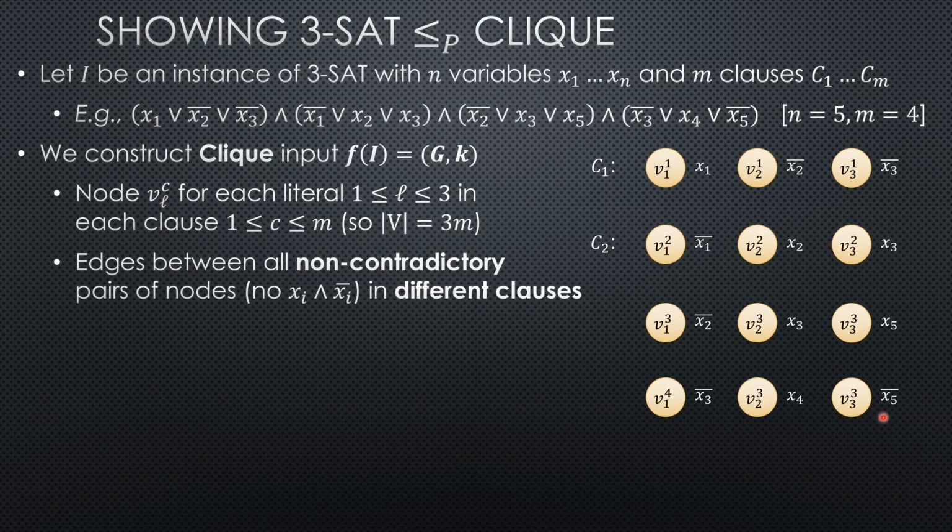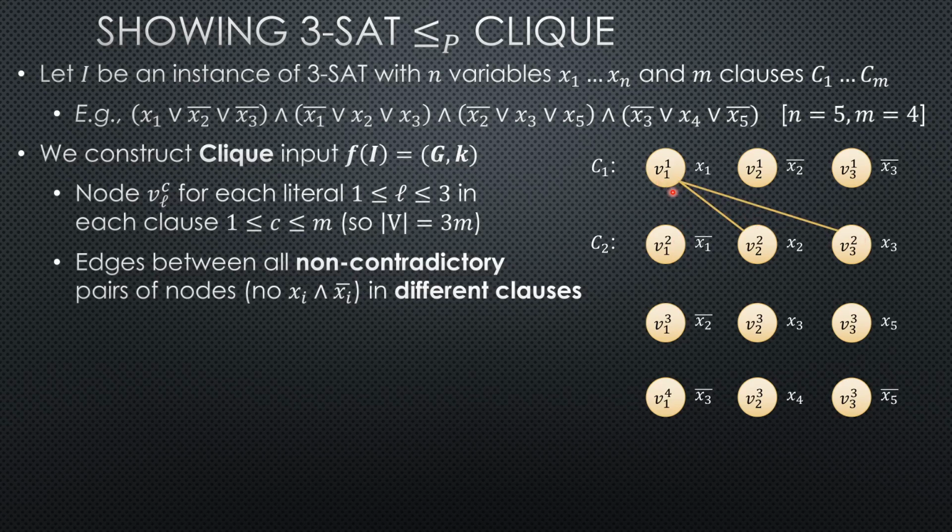Okay, so let's do this in our example here. Let's consider all of the edges that are going to come out from v11. We want to consider all the nodes in different clauses, so not v12, not v13. Sorry, not v21, not v31. So all the nodes in different clauses that represent non-contradictory truth assignments, that aren't not x1. So we're not going to draw an edge to v12. We are going to draw an edge to v22, to v32, right? So we'll draw these edges.